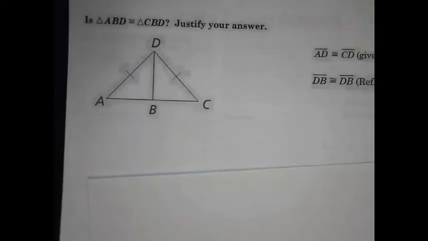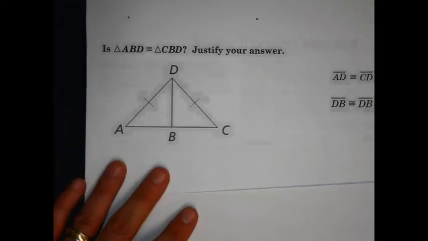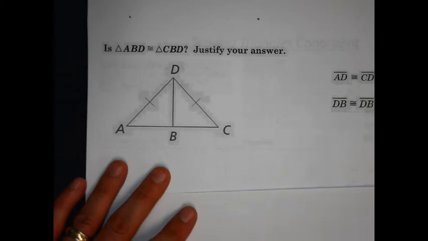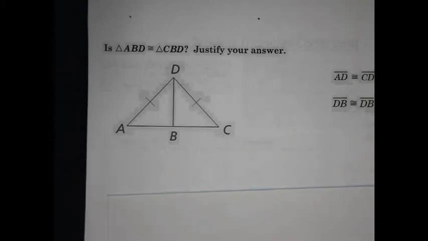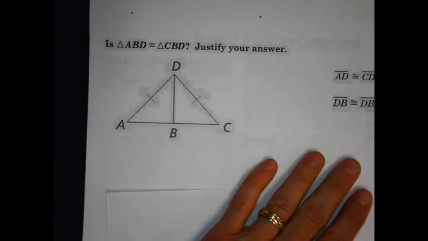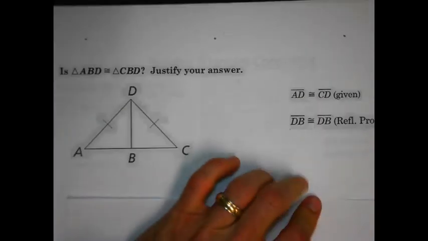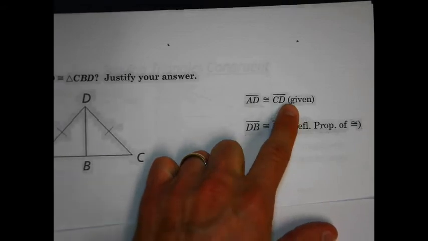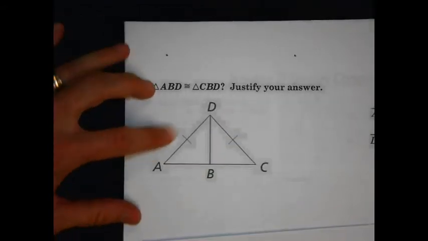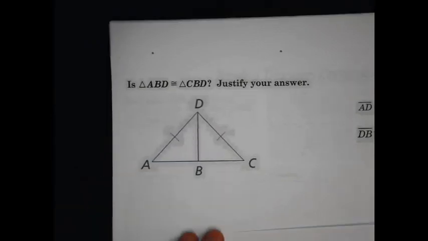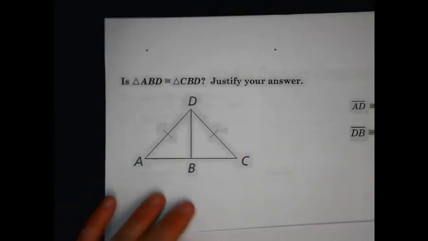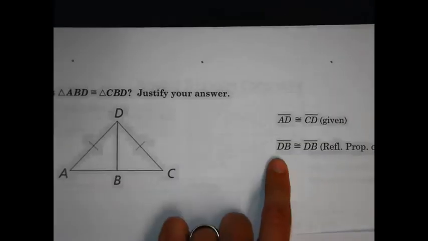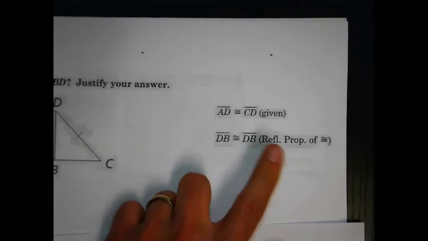How about this? Is triangle ABD congruent to triangle CBD? Let's justify our answer. So there's a couple things that we need to know. The first thing is that AD and CD are congruent. That's because it's given. Look, AD and CD are congruent, that's given, one hash mark. So we know that. Now DB is congruent to itself. That's the reflexive property of congruence.